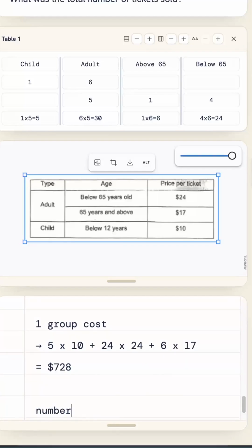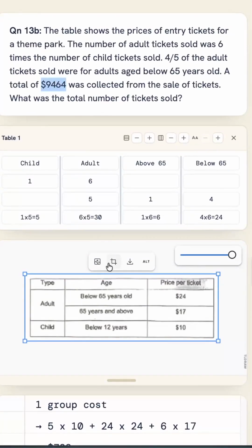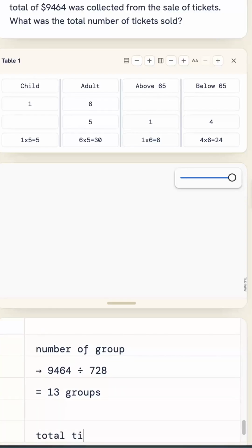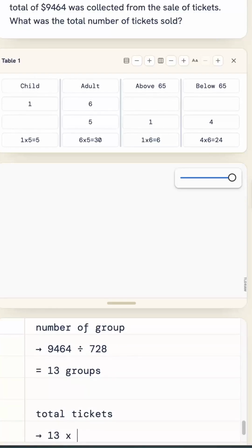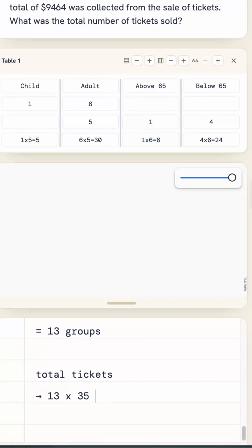So now we need to find the number of groups. We know the total, 9464, divided by 728. And this will give us 13 groups. So that means total tickets is equal to 13 times. So one group, how many tickets do we have? 35. And this will give us 455 tickets. Okay, there you go. So that's the answer.